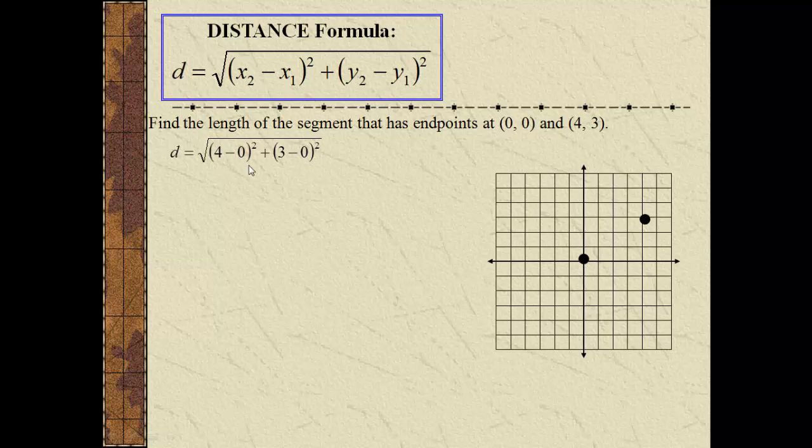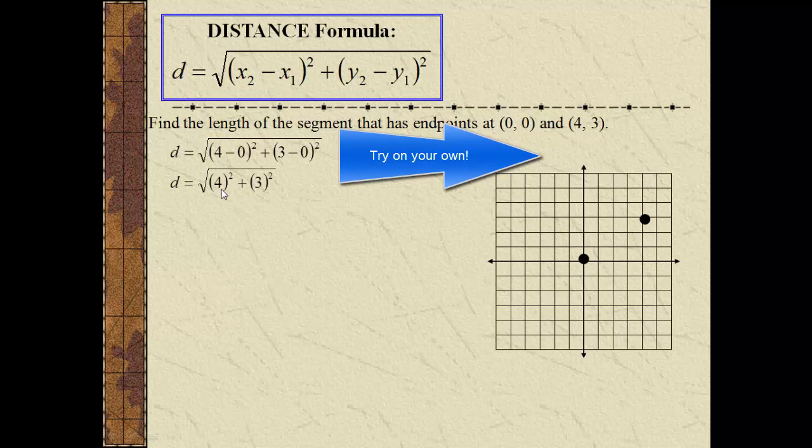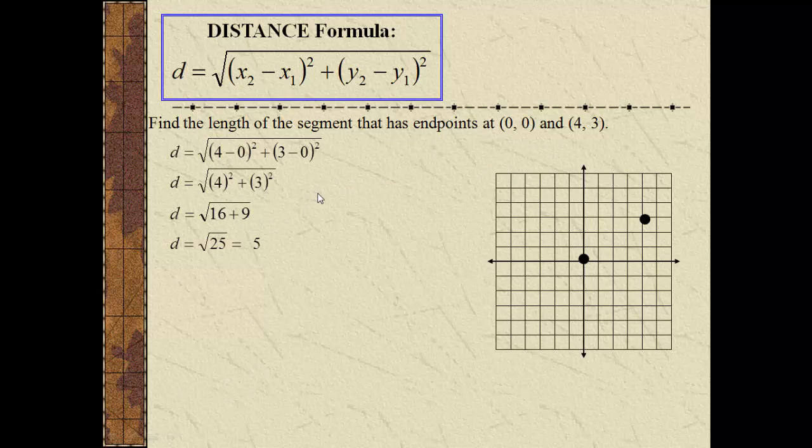Once you plug everything into the distance formula, you need to then start simplifying within the parentheses. We're using the order of operations. So now we have the square root of 4 squared plus 3 squared. Now we need to move on to exponents. We square the 4 and the 3 to get 16 plus 9. Now I can do my addition underneath the square root. And I get the square root of 25, which was equal to 5.